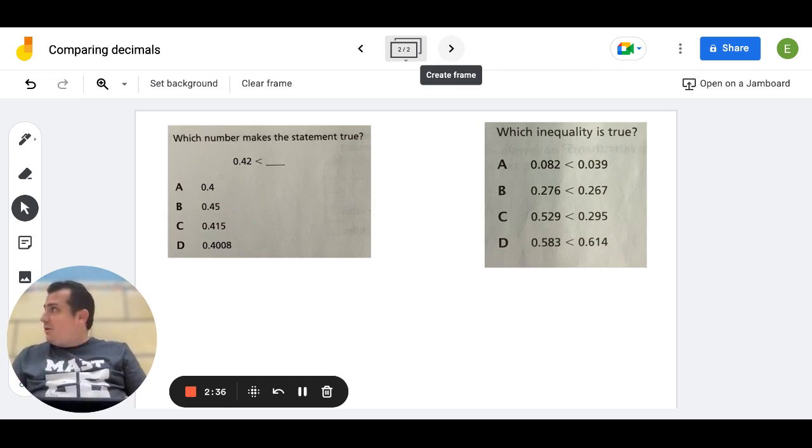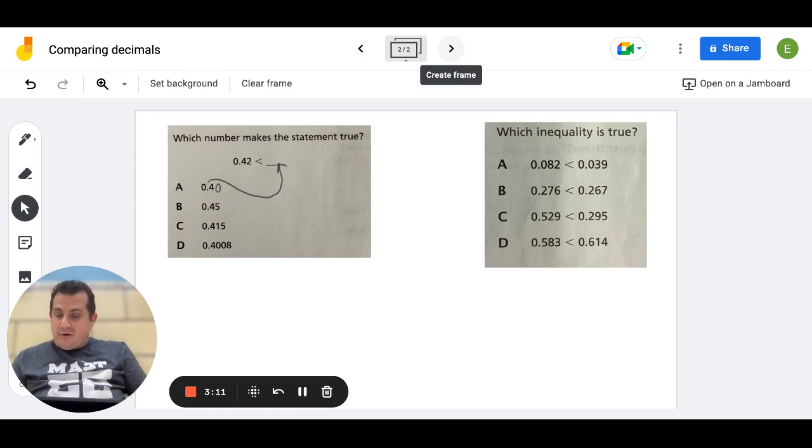What I'm going to start with here is A, which is 0 and 4 tenths, okay? So I have 0 and 4 tenths. I could put a 0 there, and now 4 tenths is equal to 40 hundredths. If I put 40 hundredths in there, is that greater than 42 hundredths? Nope. So I can cross out A.